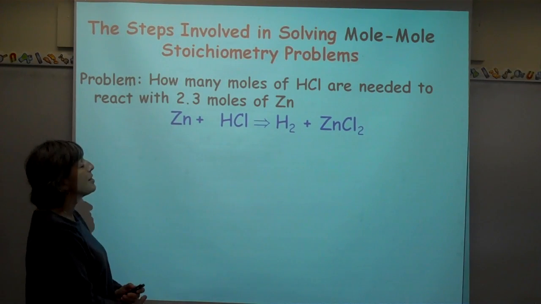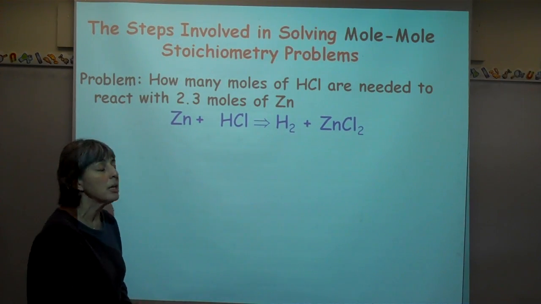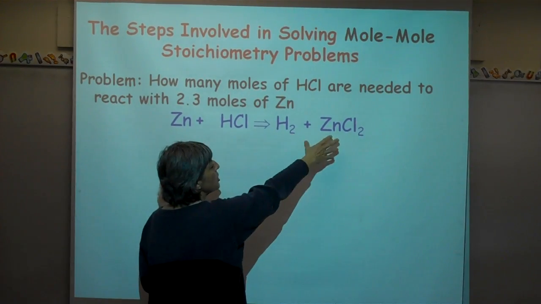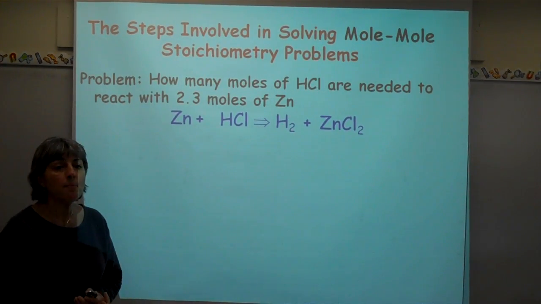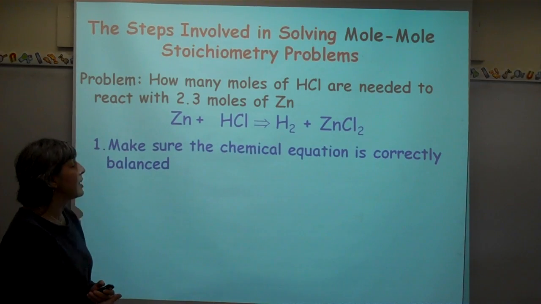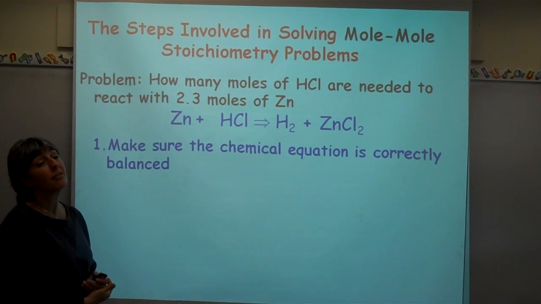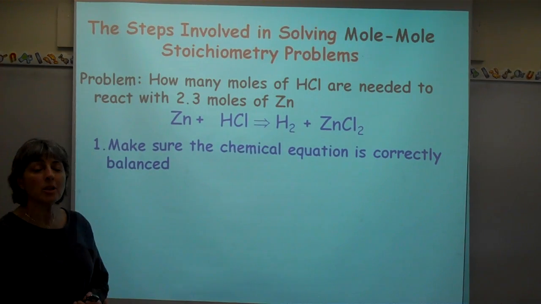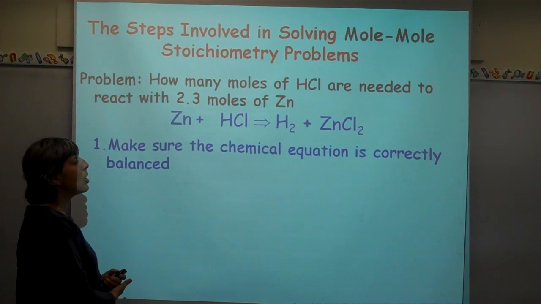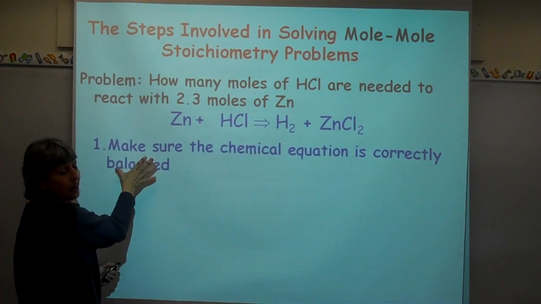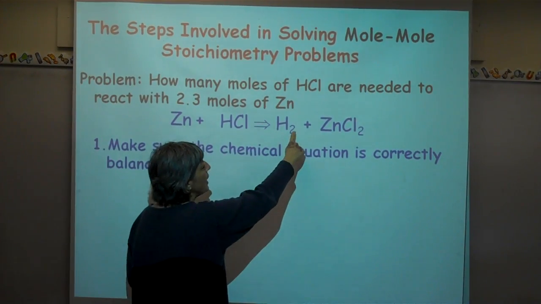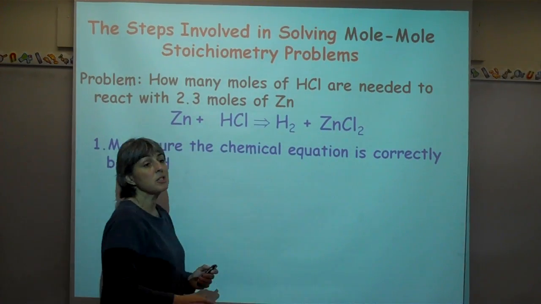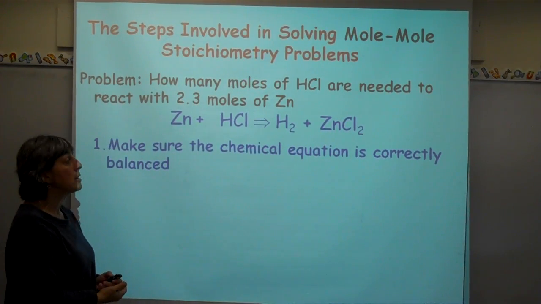I've written the equation. It's a single replacement reaction, and it would be zinc plus HCl gives you hydrogen plus zinc chloride. So the first thing that you want to make sure that you do, like for any stoichiometry problem, is make sure that you have a chemical equation that's correctly balanced. Not only does it have to be balanced correctly, it has to have the right subscripts. Okay, so you have to know what the formulas are, and then you can balance it.